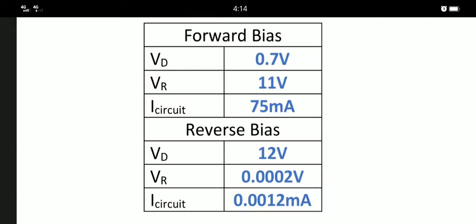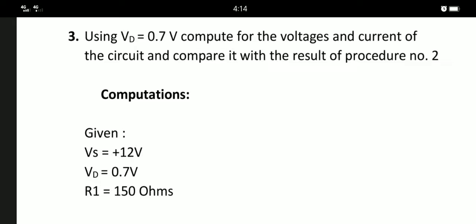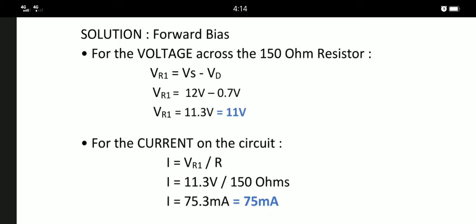Now after the simulation, here we have the values which were found in the experiment, one for the forward bias diode and one for the reverse bias diode. Now, these measured values will also be computed. Using the second approximation for the diode, which is 0.7 volts, the voltage going through that diode will be reduced by 0.7. So if we have a voltage source of 12 volts, across the resistor it will be 11.3 volts, and rounding it up will be 11 volts.